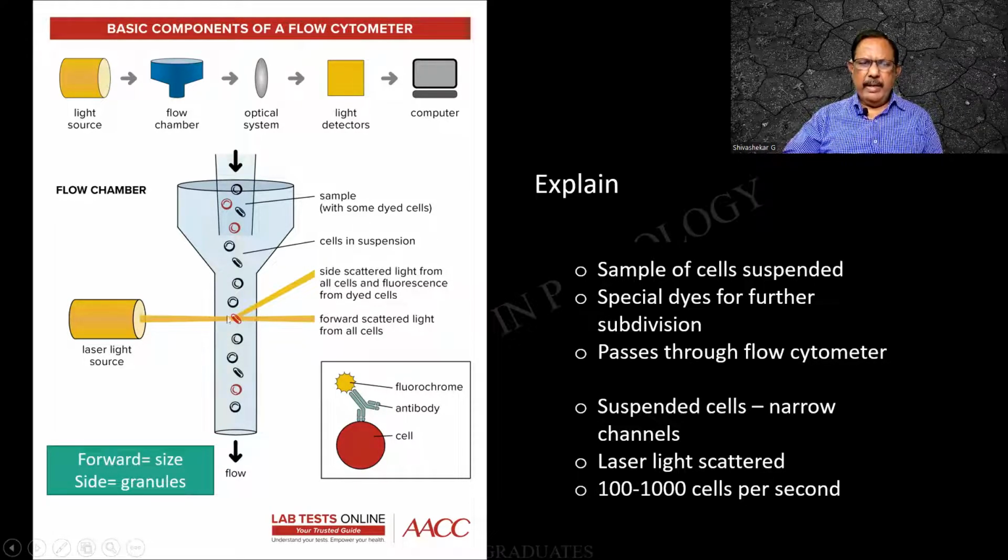And they might be having fluorescence over here on the surface. And you find that if there are granules, there is a side scattering, otherwise it passes straight. So this is an indication. See how one simple diagram can denote the entire concept of it. There is a cell, there is an antigen on the surface, there is an antibody, and there is a fluorochrome.